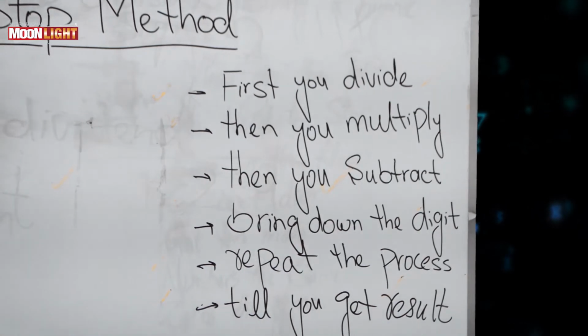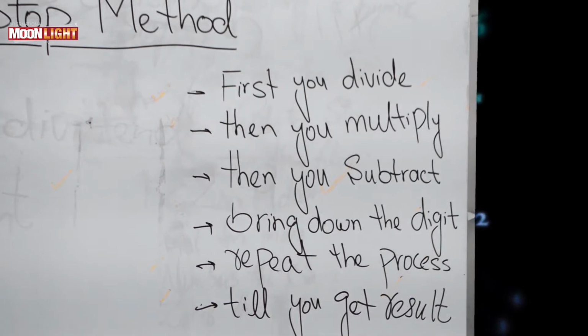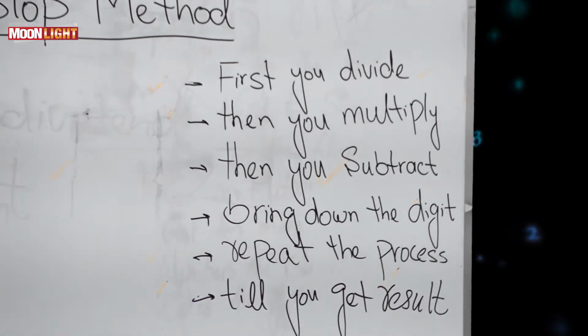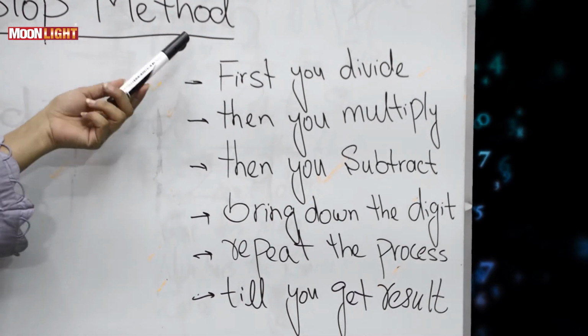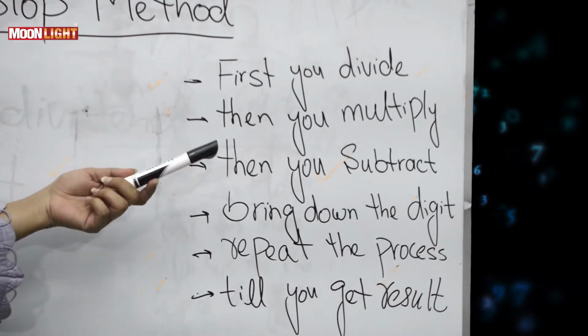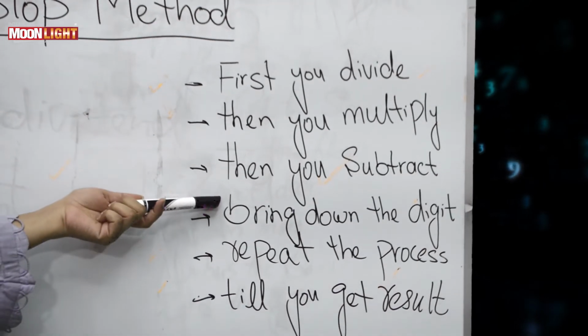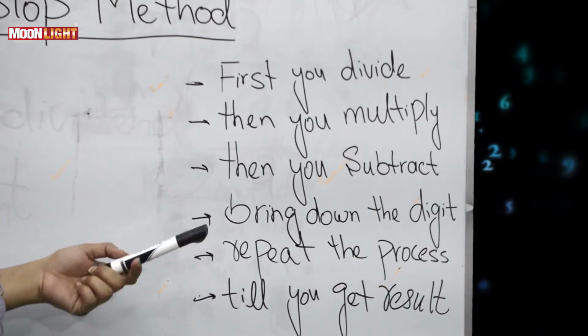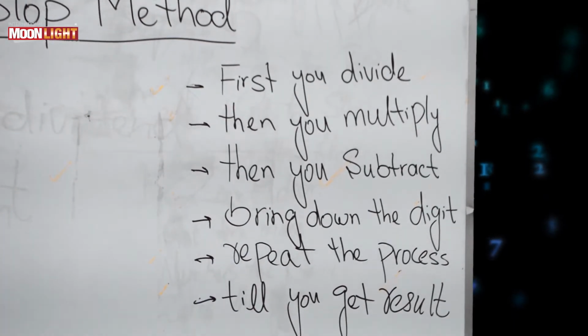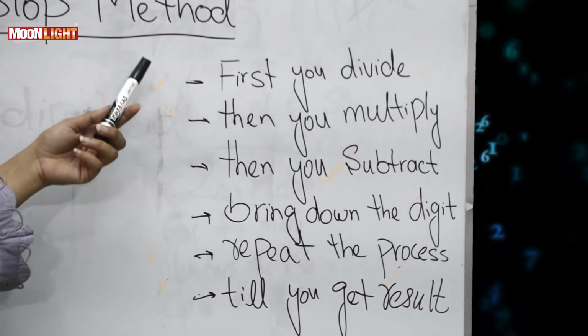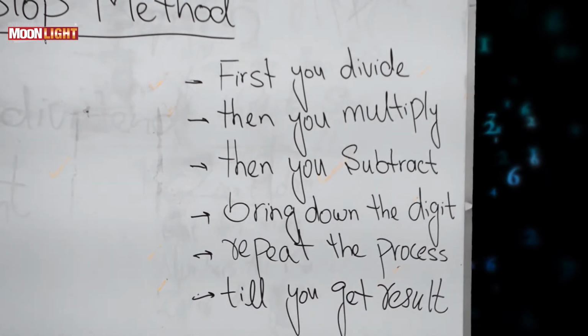There are several methods for division, and here we will first discuss the bus stop method. What is the bus stop method? This method says first you divide, then you multiply, then you subtract, bring down the digit, and repeat the process till you get the result. Now we will discuss a question by using this bus stop method.